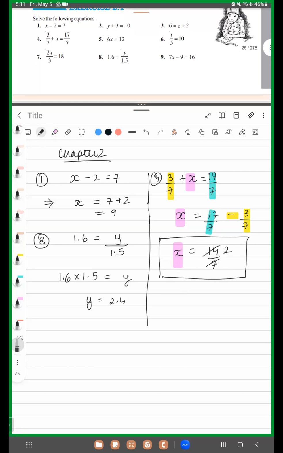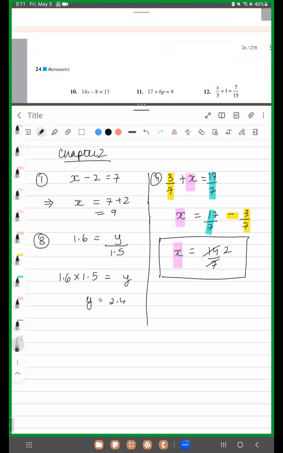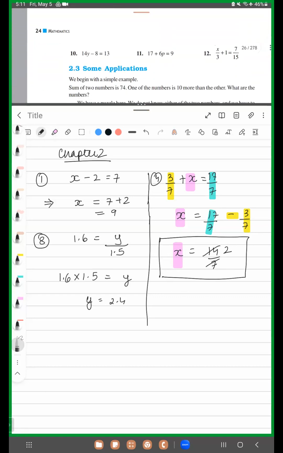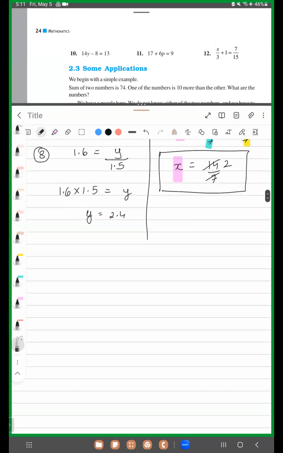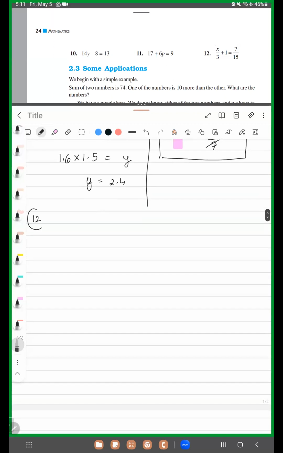Can you just do the last one? The 9th one? No, 13th one. No, 12. Sorry, 12th. 13 is not there. 12th one. So first we can bring plus 1 to the other side. So it will be -1. Very good. X by 3 is equal to 7/15 minus 1. What will the right hand side become? पहले इसको solve करिए.